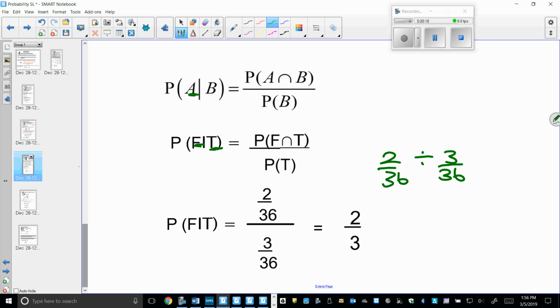How do we divide fractions? What's the rule? Reciprocal of the 36, so 2 times 36 over 3. So it becomes 2 over 36 multiplied by 36 over 3, yes? And then they cancel because you've got one on the top and bottom. So it's just 2 there.